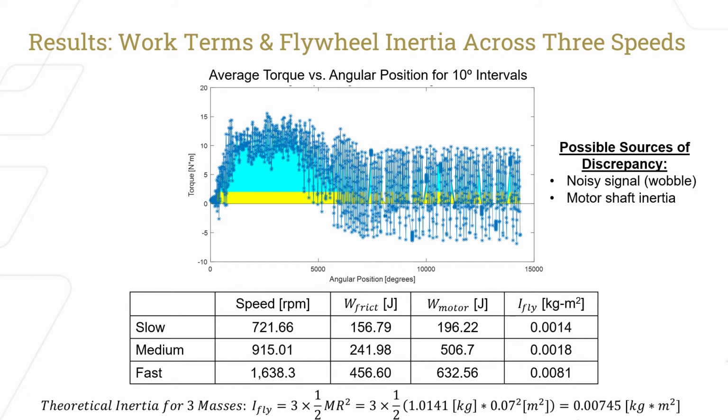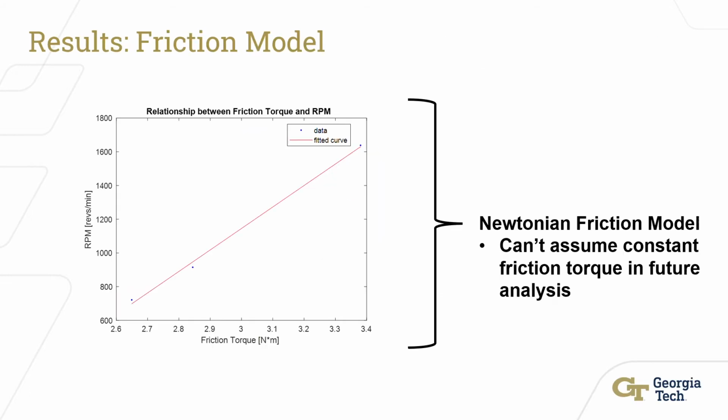The first is engine wobble, which results in the very noisy signal seen in the steady state region of the plot, and leads to less accurate calculation of friction and motor work terms, and thus also of flywheel inertia. The other is that the experimental inertia value encompasses the inertia of the motor shaft, leading to a greater value than in the theoretical calculation, which only considers the flywheel masses.